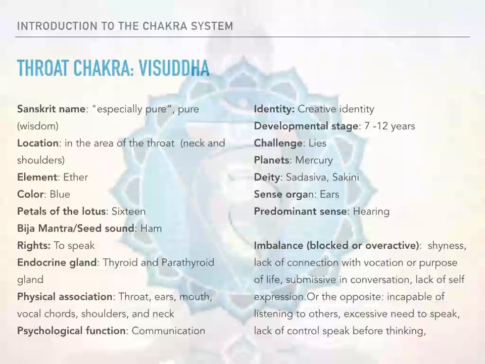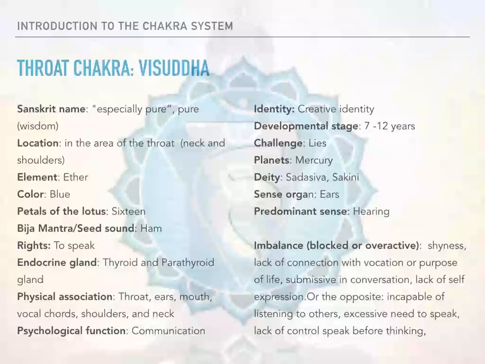The name means especially pure, a pure wisdom. It's located in the area of the throat, the neck, and the shoulders. The element is ether, and the color is blue. And the Bija mantra here is hum. Again, just like the other mantras we've gone through, making sure that when you chant it, you get all the sounds. Hum. Making sure that you sort of drag that mantra out to get the vibration.